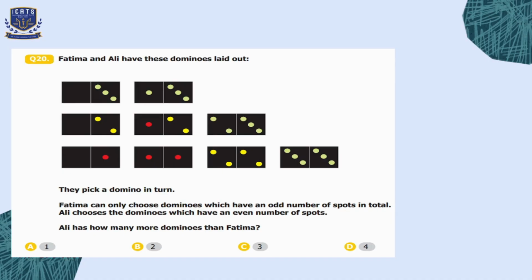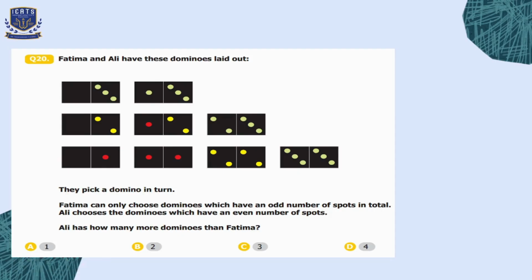Question number 20. Fatima and Ali have these dominoes laid out. They picked a domino in turn. Fatima can only choose dominoes which have an odd number of spots in total. Ali chooses the dominoes which have an even number of spots. Ali has how many more dominoes than Fatima? Here there are 9 dominoes in total.